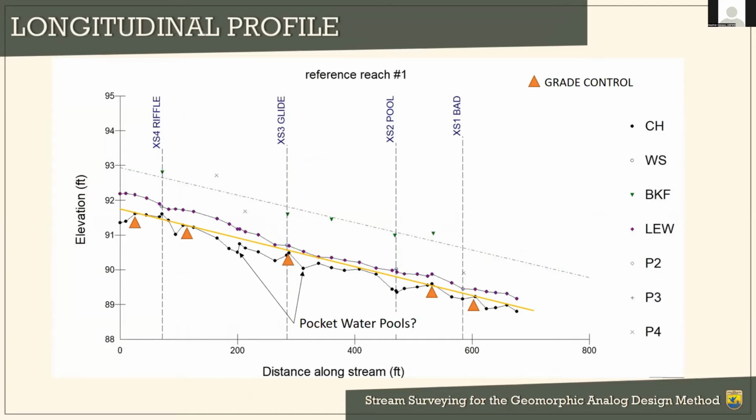And of course, capture at least 3 stable grade controls, and the reference reach should be a minimum of 20 times the bankfull width in length. So the orange triangles show the grade control structures or natural grade controls, not structures. And the yellow line shows the natural slope of the channel. So we connect the grade controls to get the channel slope. Note that that should match the bankfull slope. And another way to look at this, I meant to draw on here, but this should also match your water surface slope. And you're going to draw your water surface slope through your head of riffle and tail crest of pool water surface elevations.